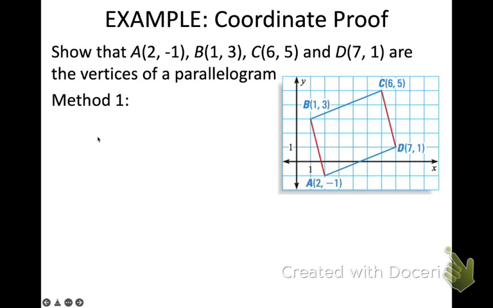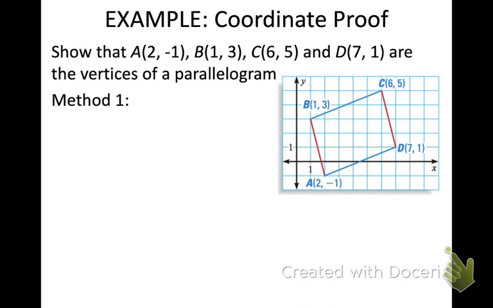Okay, so a coordinate proof is when you put an object on a coordinate plane. And a coordinate plane is just your XY axis with your 4 quadrants all the way around. And then you use coordinate geometry to show that things are happening. So here they already plotted the quadrilateral for us. Would you guys be able to plot these points if necessary? Okay, good. So we all know how to plot points.